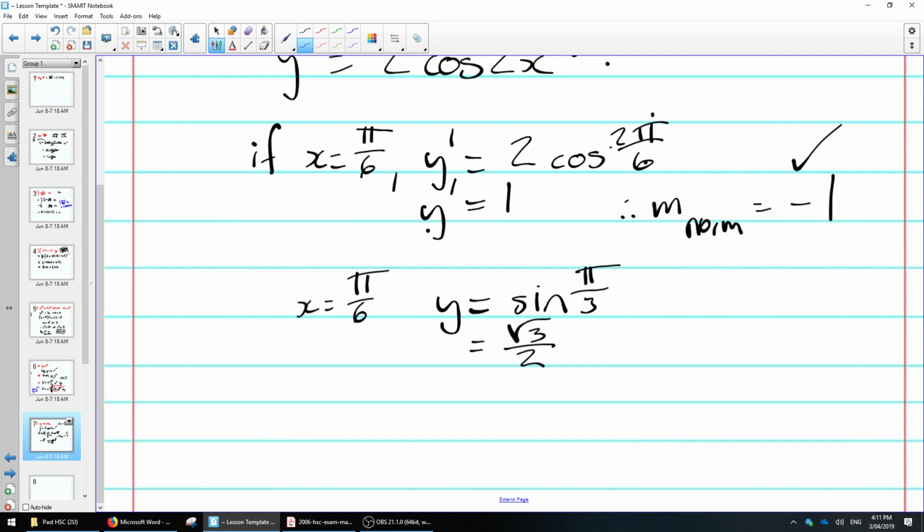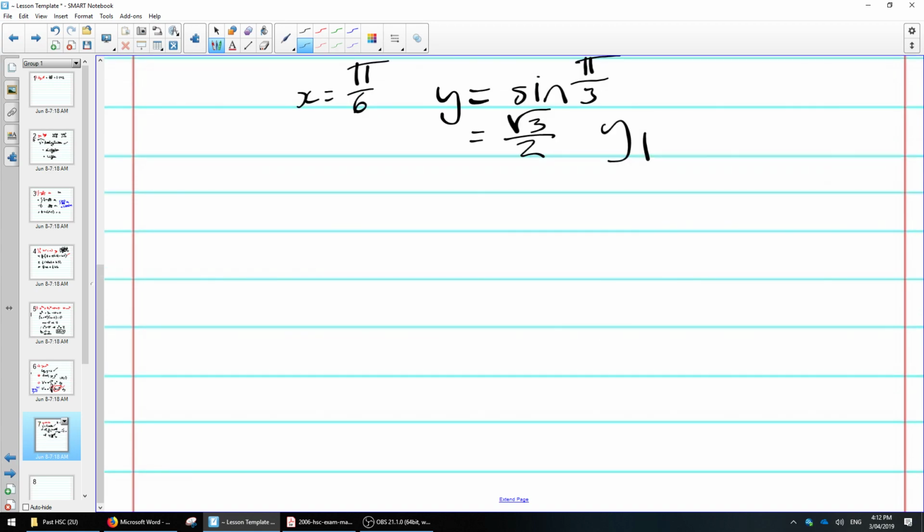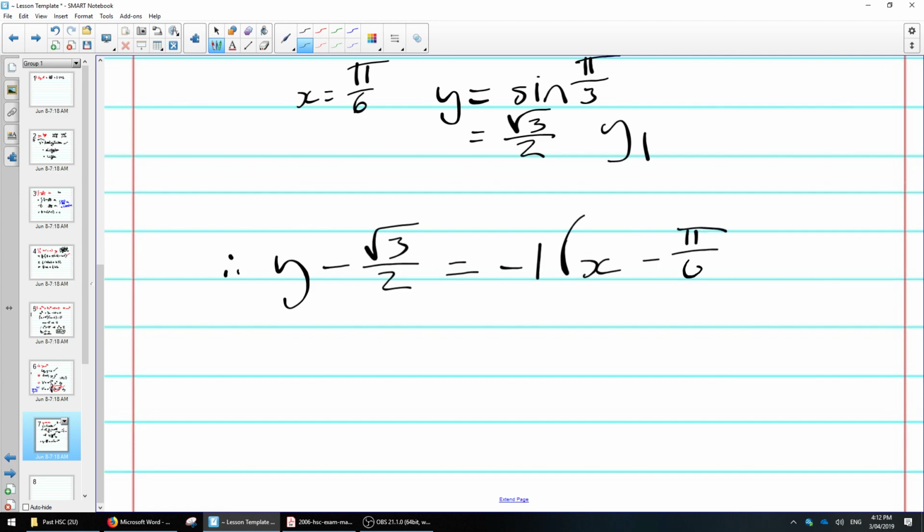We got root 3 over 2. So now we have my y value, that's y1, that's the gradient, and obviously our x1 is 5 over 6. So now we're going to slip it into the point-gradient formula. Therefore, we have y minus root 3 over 2 equals negative 1 times x minus 5 over 6.